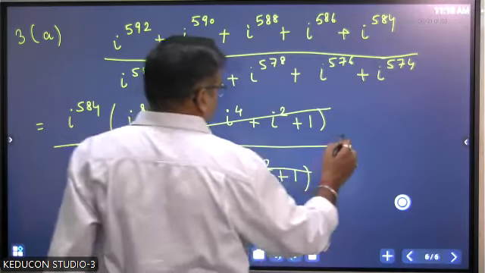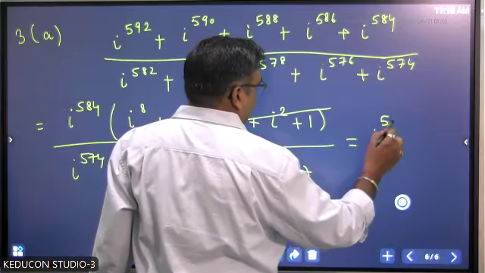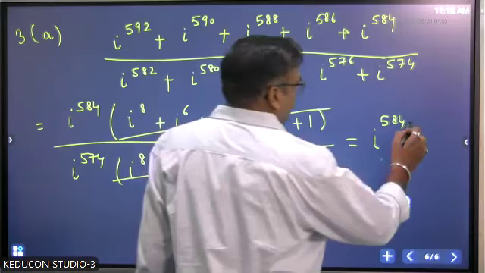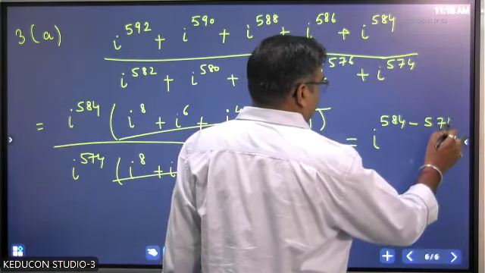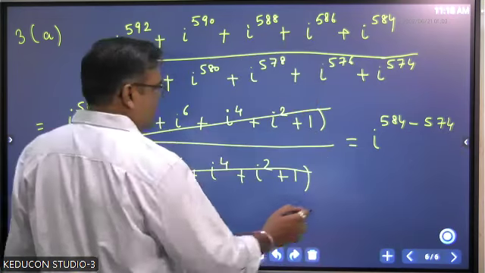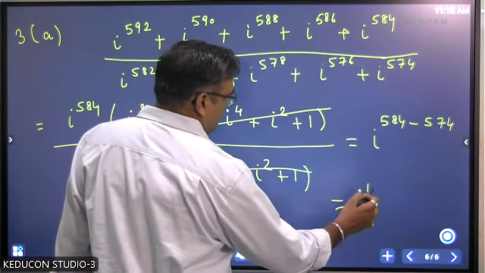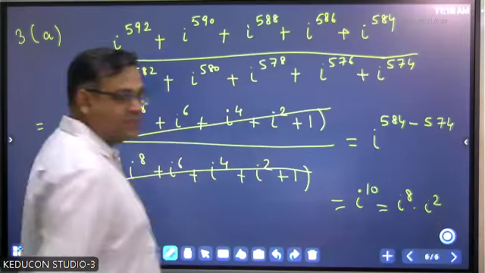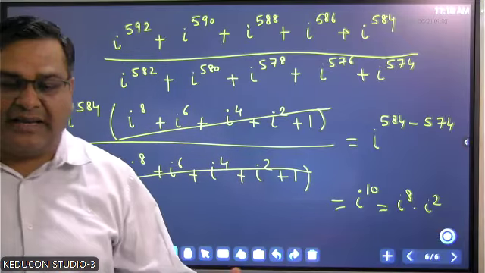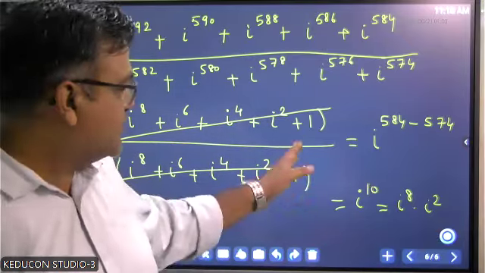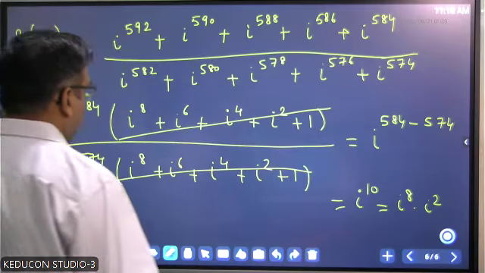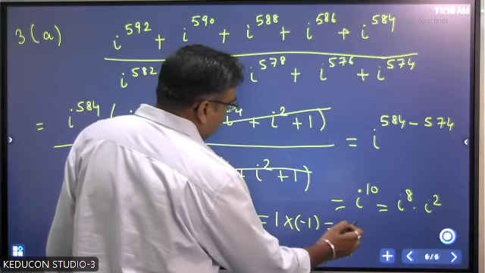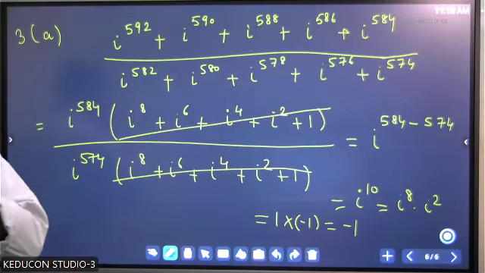Now what did you get? Iota raised to power 584. This power when transposed to the denominator will be subtracted, that is 574. So you got iota raised to power 10, which can be further written as... is this clear, students? Iota raised to power 8 has the value 1 and iota square will be minus 1. So hence the answer of this question will be minus 1, right? Is this clear?